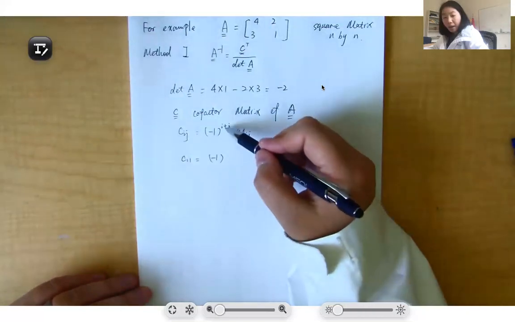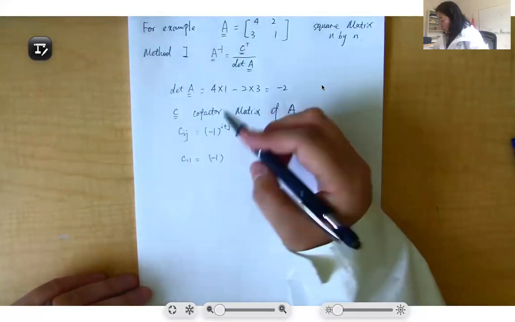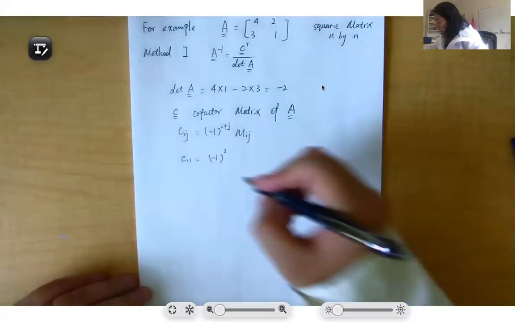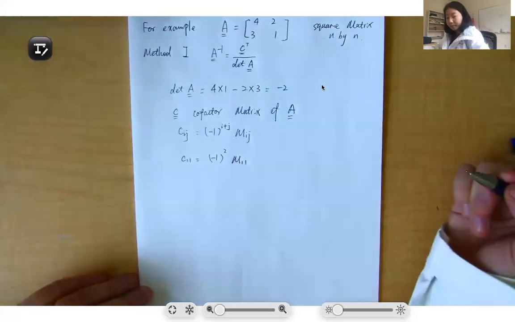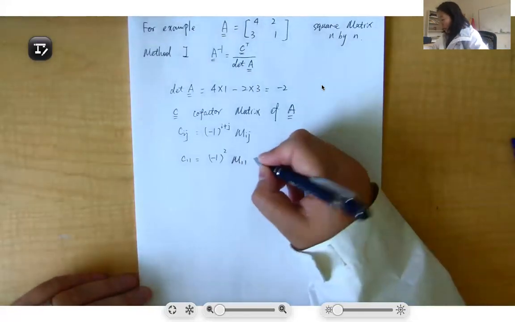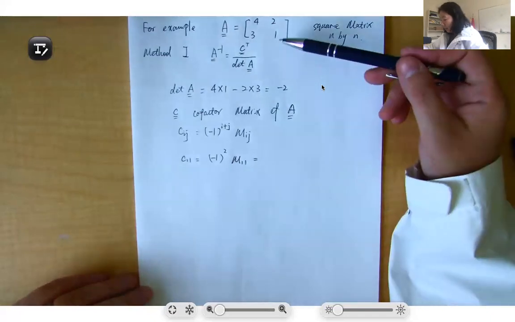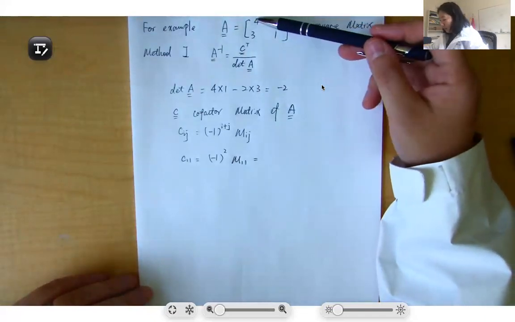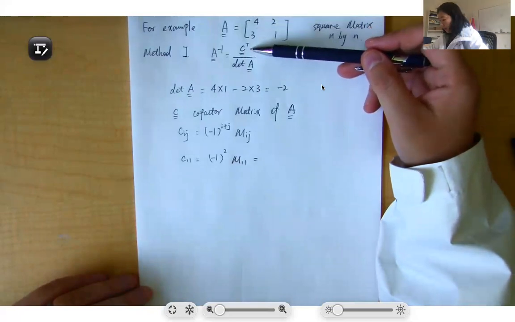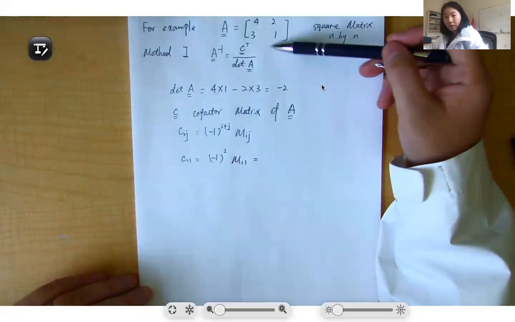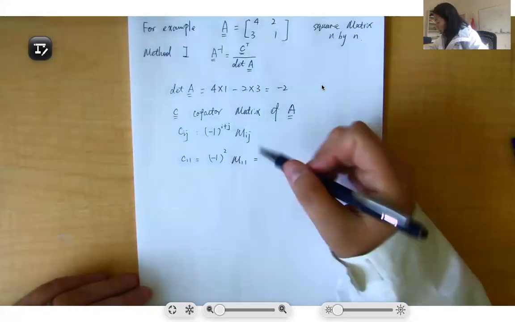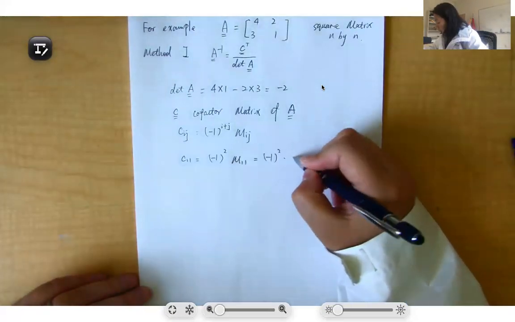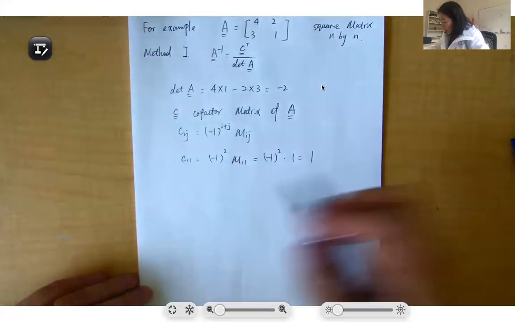The power of i plus j will be 1 plus 1, so 2. Mij, so M11. And M11 is basically deleting the first row of A, deleting the first column of A, and the left part, which is 1 here. So it's minus 1 squared times 1 equals 1.